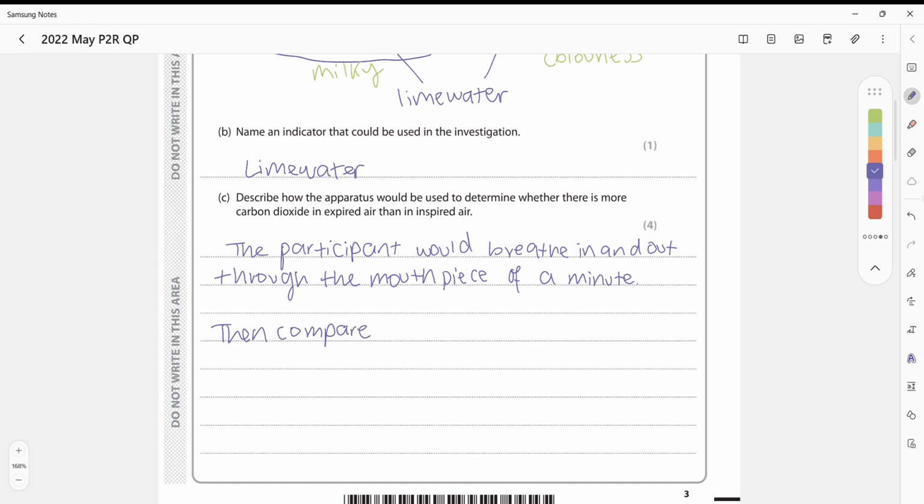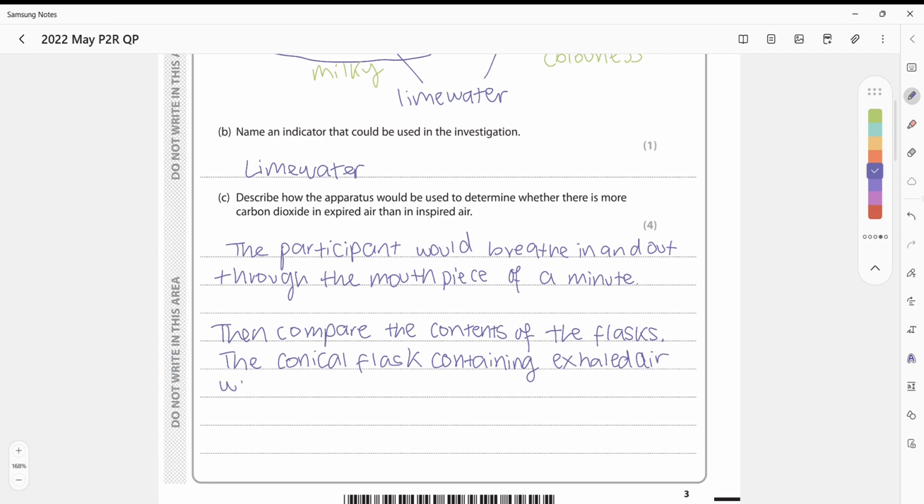Then compare the contents of the flasks. The conical flask containing exhaled air would turn cloudy. You can say cloudy or you can say milky, which indicates that there is more carbon dioxide.